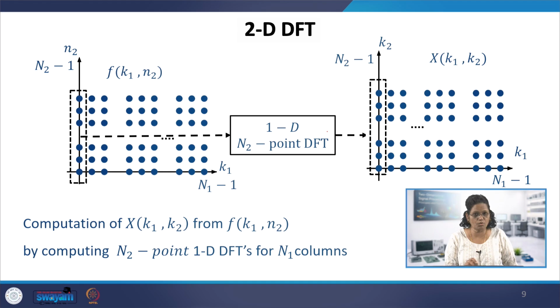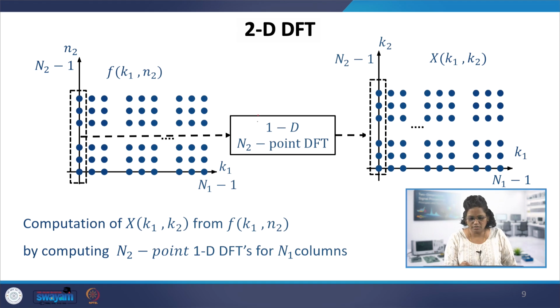Take one row at a time in the first case and compute the 1D FFT using the DIT or DIF algorithm, and find the intermediate sequence f of k1 comma n2. Then take the column of it, compute the 1D FFT of this column using the DIT or DIF algorithm, and get the columns of x of k1 comma k2.